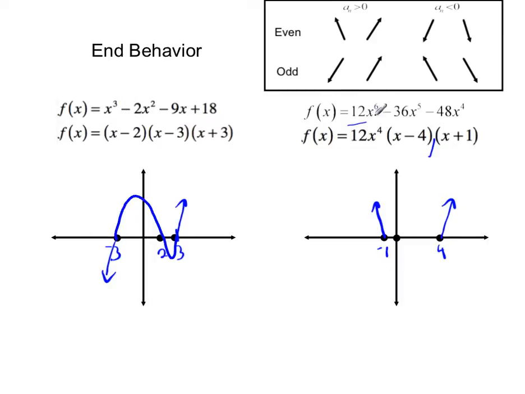Over here, I'm going to have at most 5 turning points. Now if I look at this, here's 1, 2, 3 turning points. But remember, it's at most 5 turning points. Now, I want to finish graphing this.